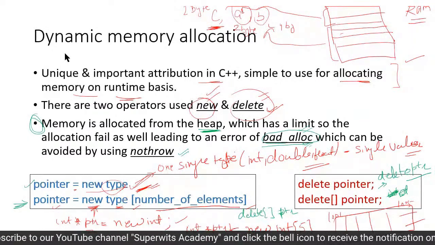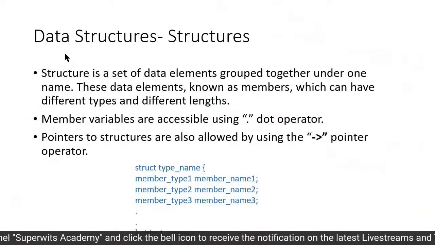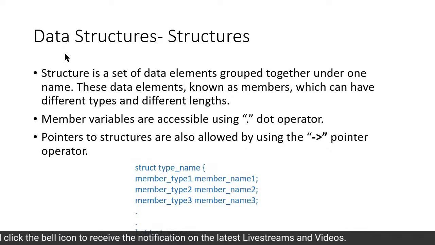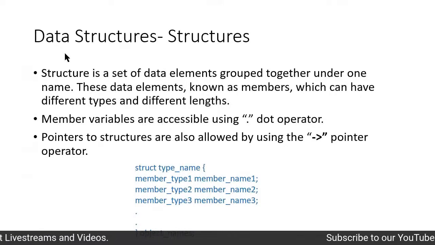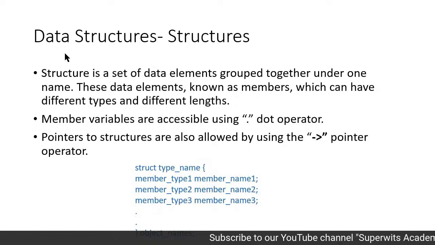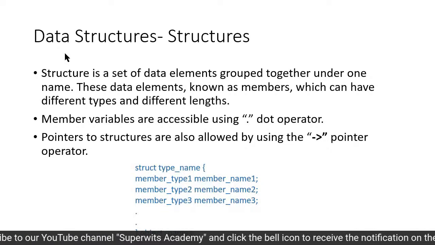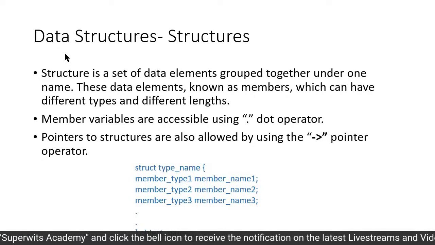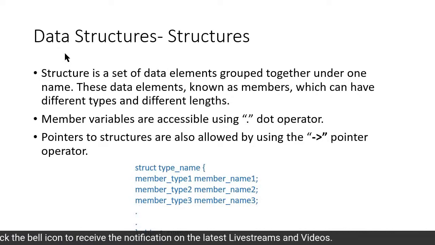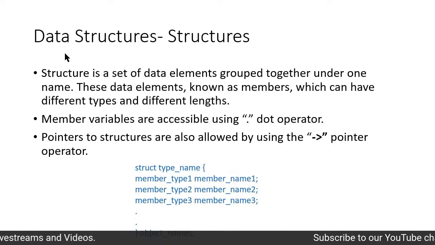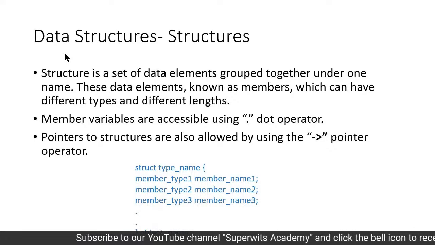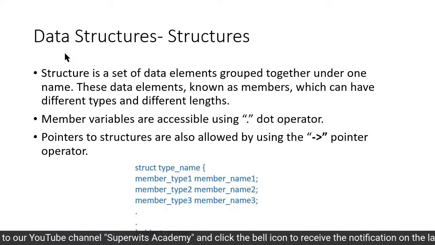Now, next thing which comes in the picture is the data structures, and within the data structure, we have already studied the linear data structure. That is the array, and is the most frequently used data structure within the C++ as well as C language, because it allows you to have multiple values under one single identifier name. So similarly, the structure is also allowing you to have multiple sets of data under one single identifier, but along with that, it also allows you to have more than one data type.